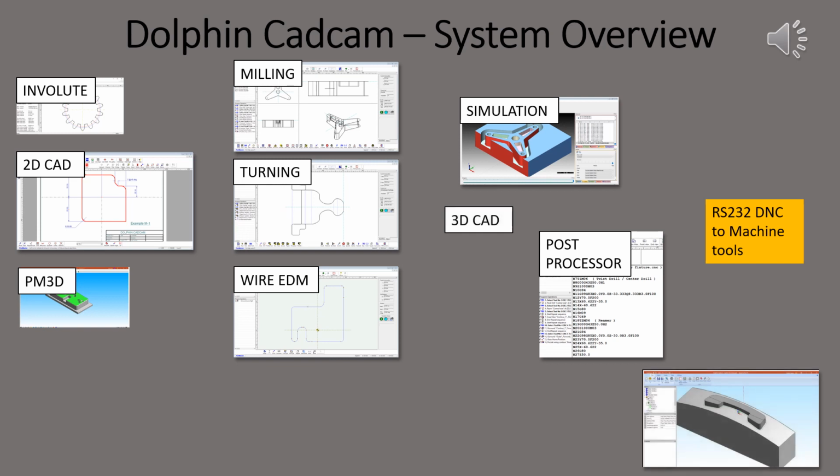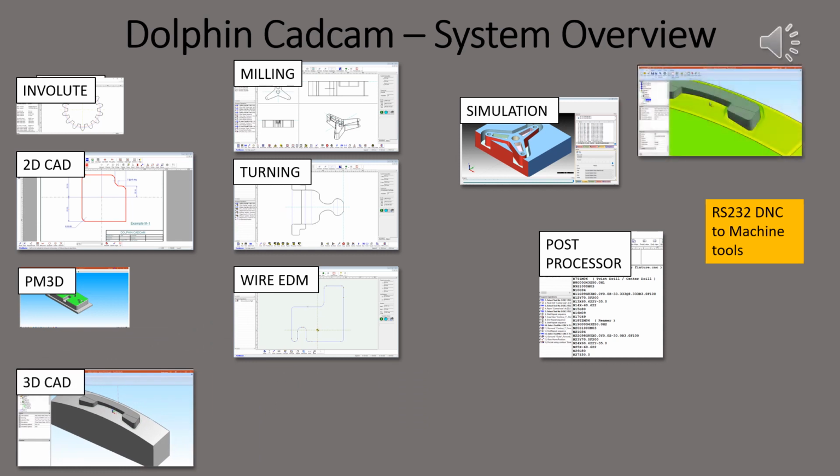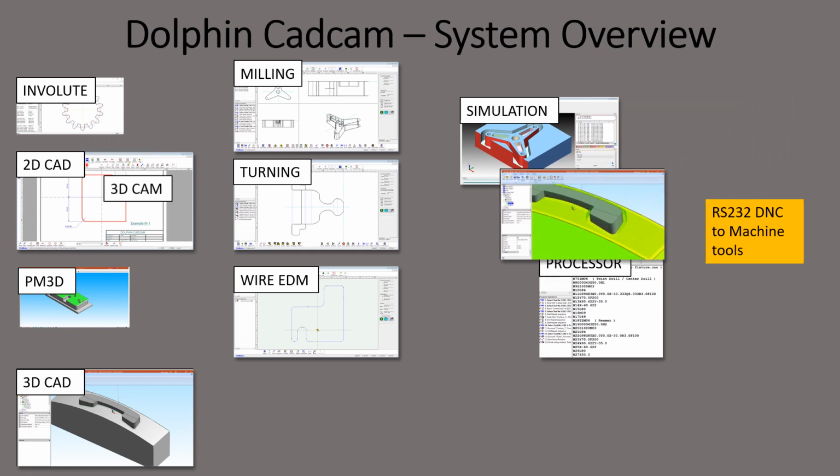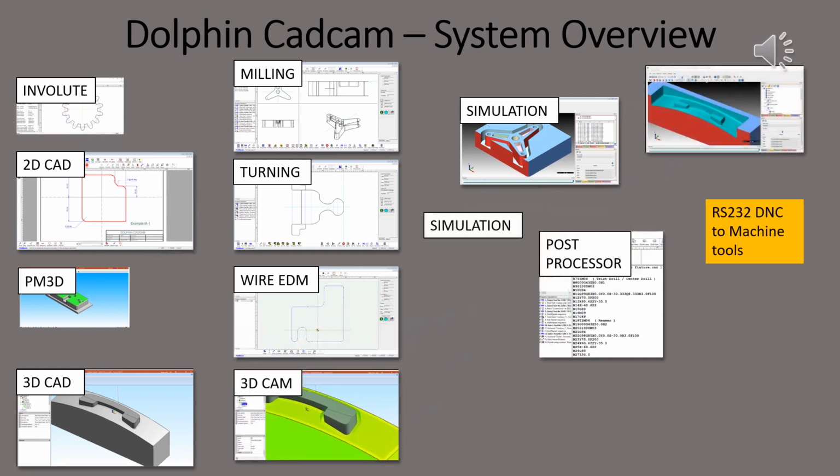MillPro allows IGES, step and STL files to be imported, as well as having basic CAD functionality. MillPro's machining module allows machining directly onto 3D models. MillPro uses the same simulation and post-processor module as PartMaster.